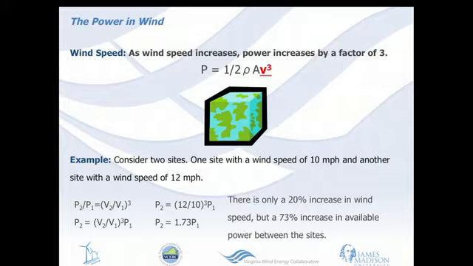But the most important part of that whole equation is that v to the third. It's essentially saying that as wind speed increases, the power in the wind increases by a factor of 3. It's a cubic relationship. So just to give an example to drive that point home, consider two sites, one with a wind speed of 10 miles per hour and another site with a speed of 12 miles per hour. It's only a 20% increase in the wind speed between the two sites, but that constitutes a 73% increase in power between those two sites.